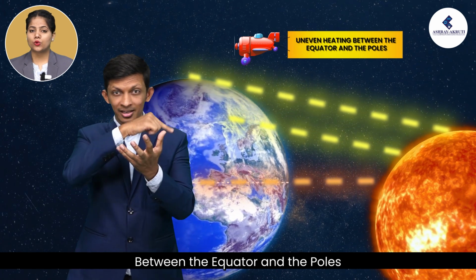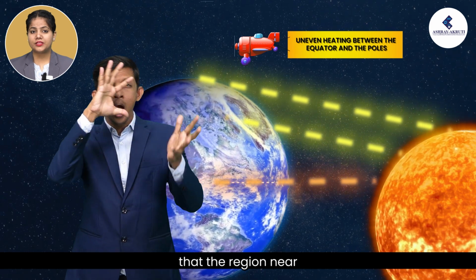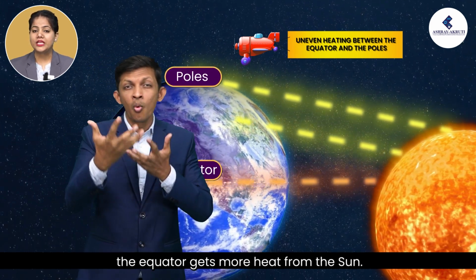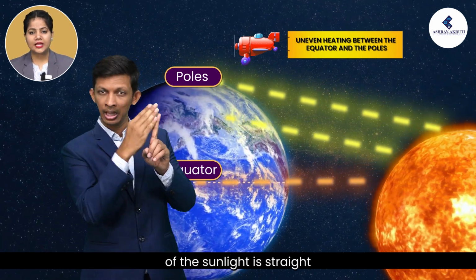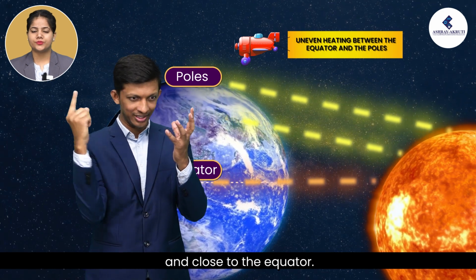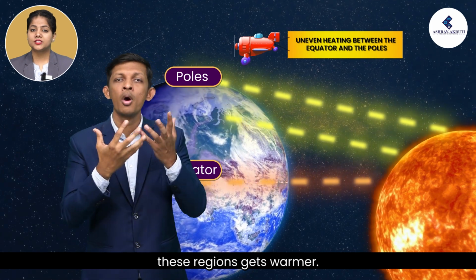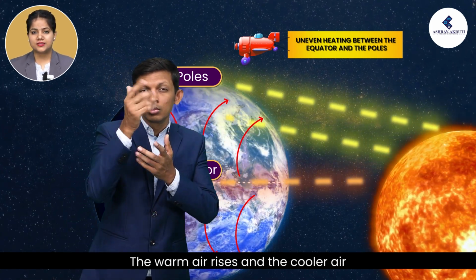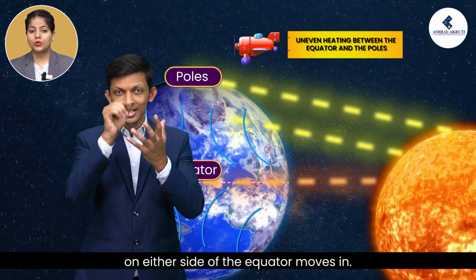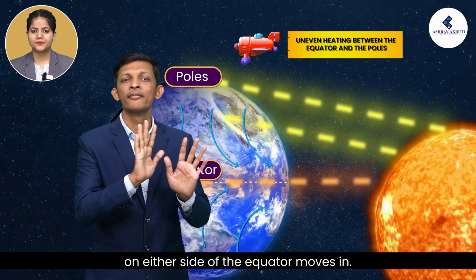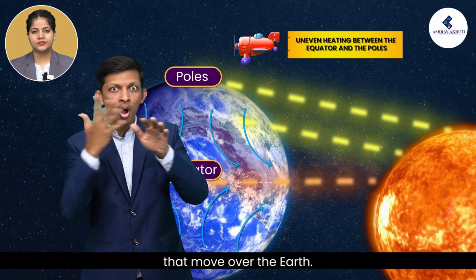Uneven heating between the equator and the poles. You might have learned in geography that the region near the equator gets more heat from the sun. This is because the direction of the sunlight is straight and close to the equator. The air in these regions gets warmer. The warm air rises and the cooler air from the regions in the 0 to 30 degree latitude belt on either side of the equator moves in. This movement of air sets forth winds that move over the earth.